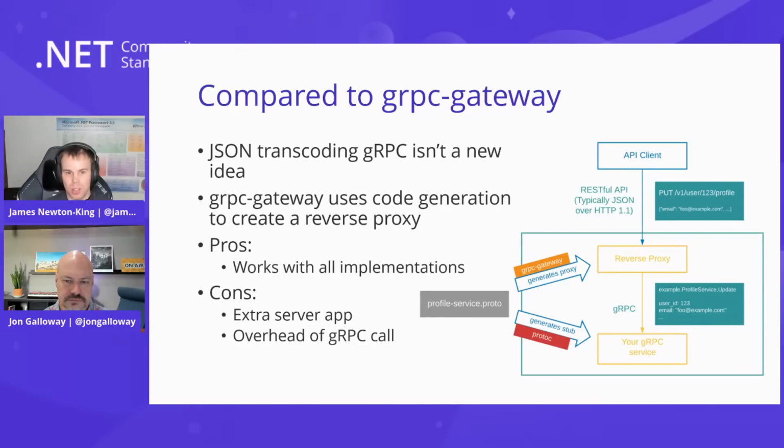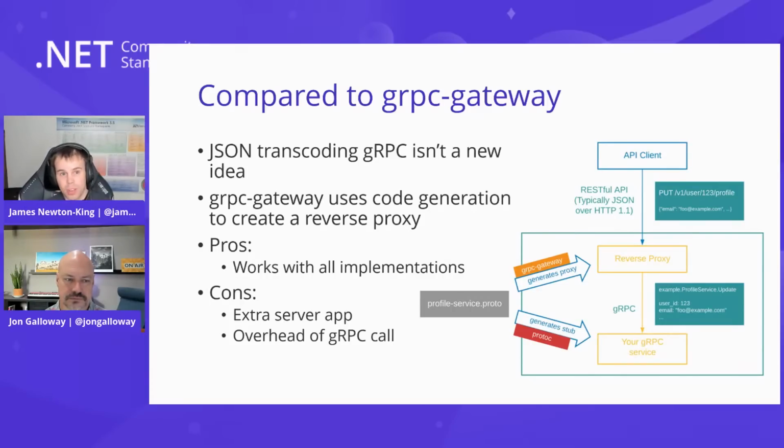It doesn't really matter just because it's a gRPC call which is coming into it. Meanwhile, with JSON transcoding and .NET, they run in the same process. They're intrinsically tied together. You have to use .NET.